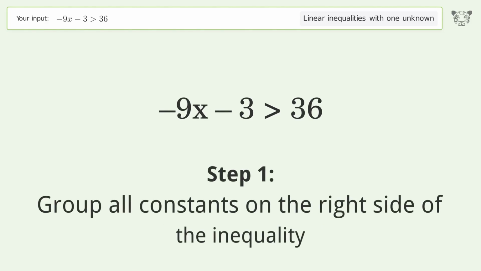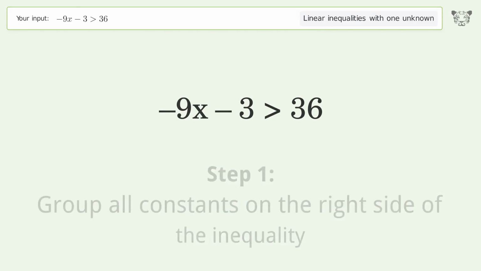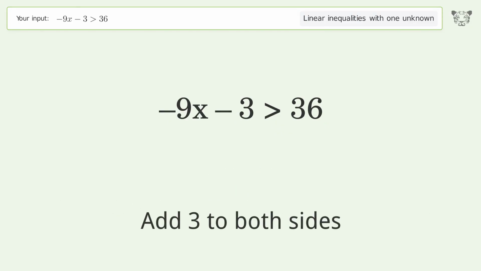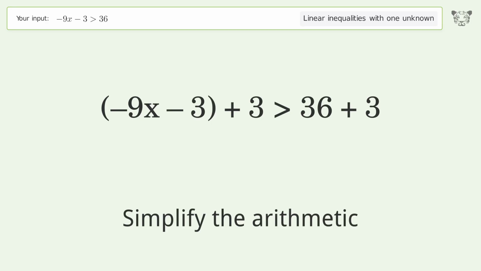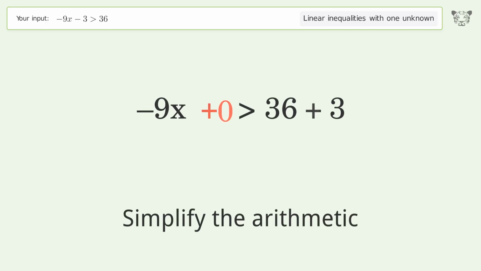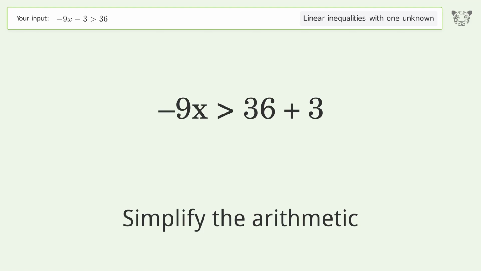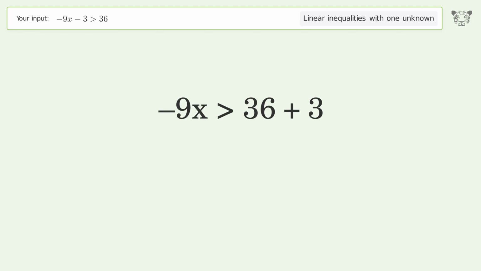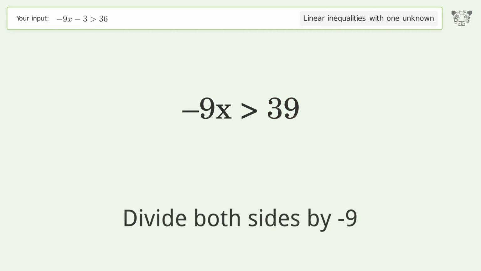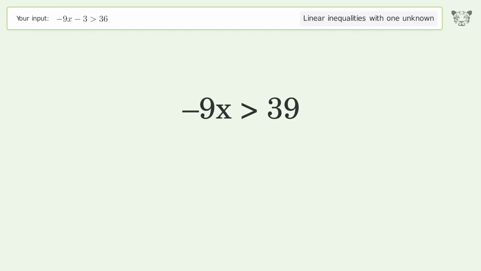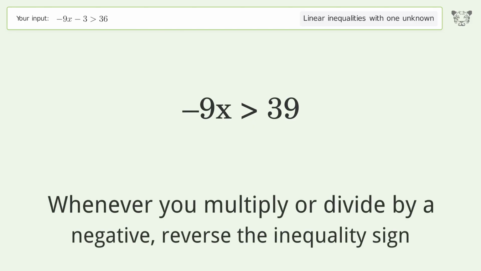Group all constants on the right side of the inequality. Add 3 to both sides. Simplify the arithmetic. Isolate the x. Divide both sides by -9. Whenever you multiply or divide by a negative, reverse the inequality sign.